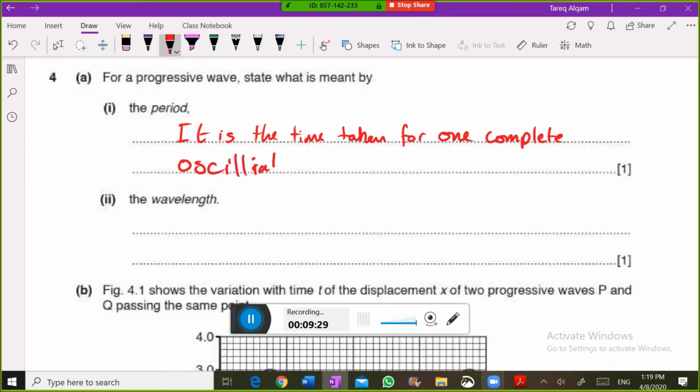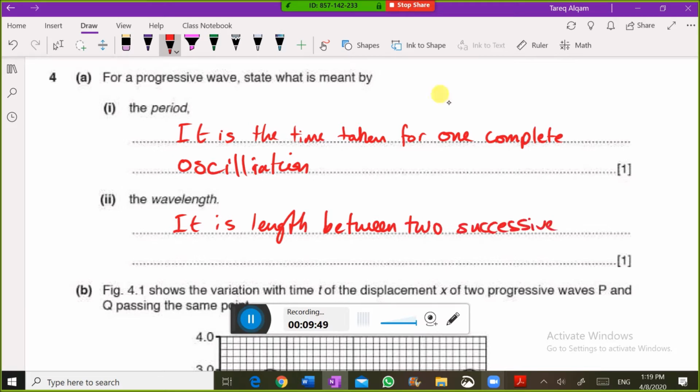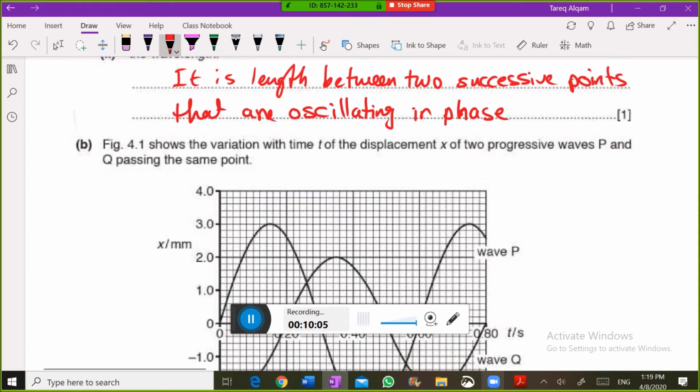Wavelength, guys. Write the definition of the wavelength now. It's the length between two successive points that are oscillating in phase, like a crest with a crest, a trough with a trough.